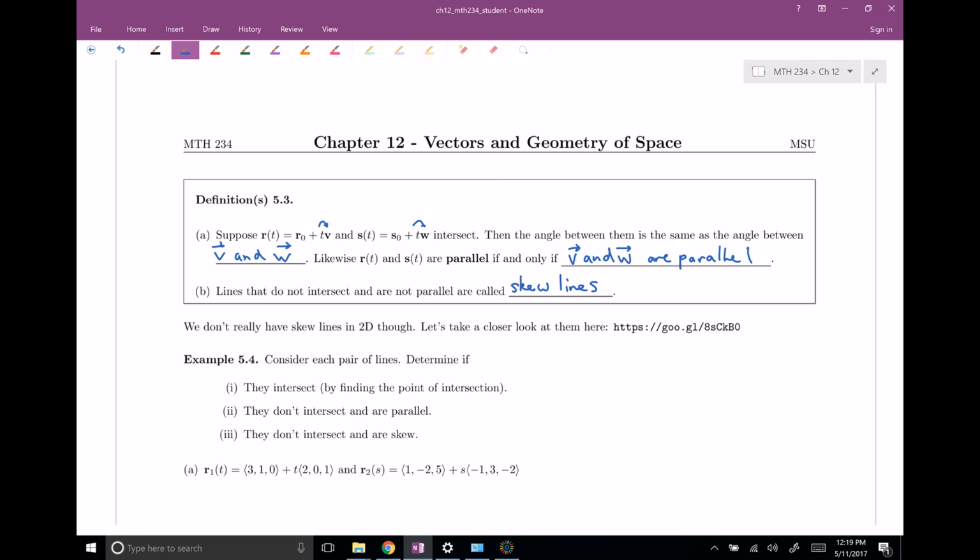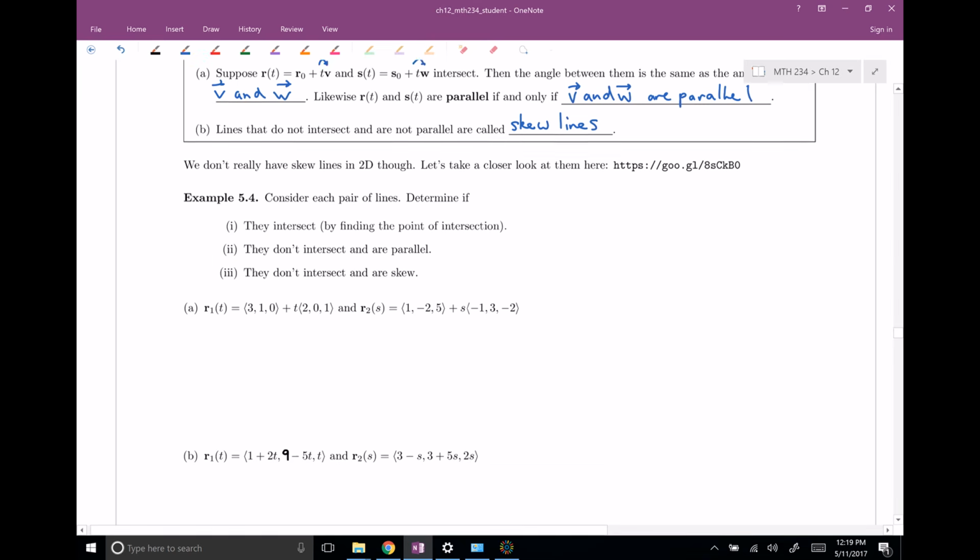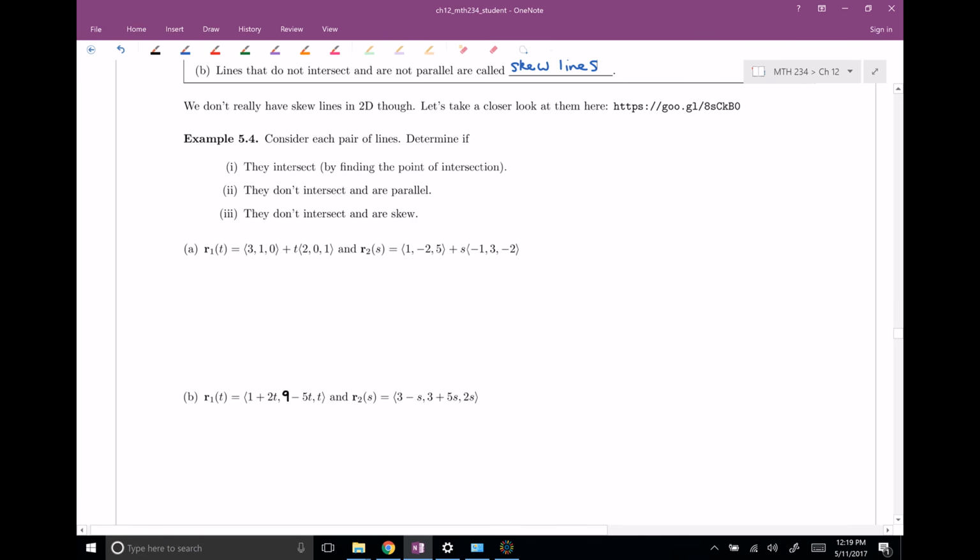The last thing we want to be able to do is determine whether lines are parallel and whether or not they intersect. So I have some examples for us. For each one of these cases, I'd like to determine: one, if they intersect, let's find the point of intersection; two, they don't intersect but are parallel; or three, they don't intersect and they're not parallel, which means that they are skew.